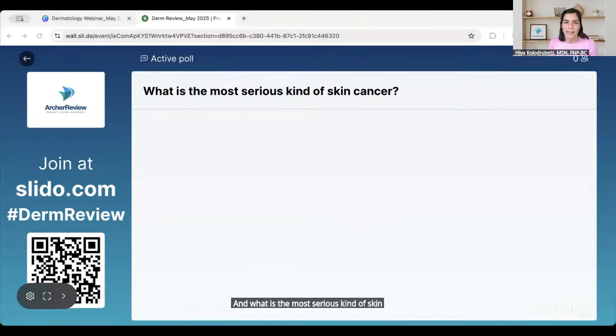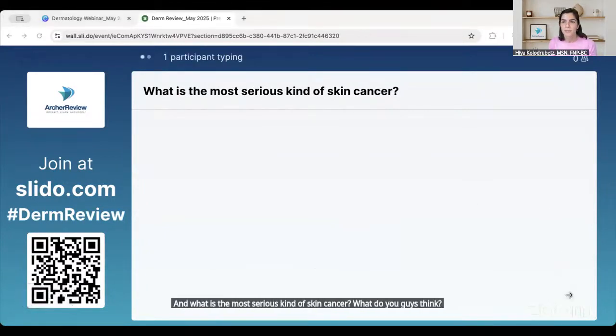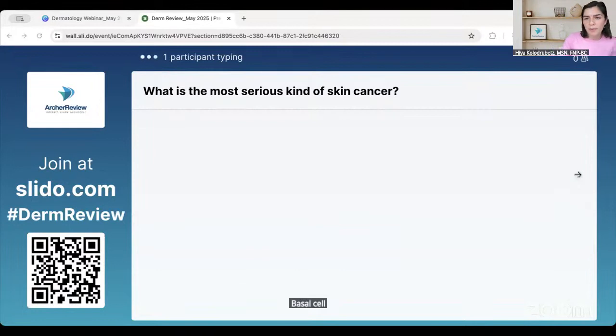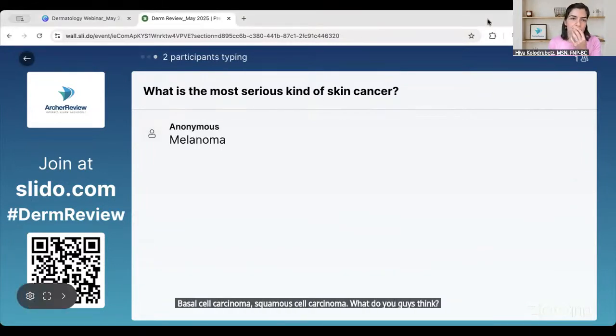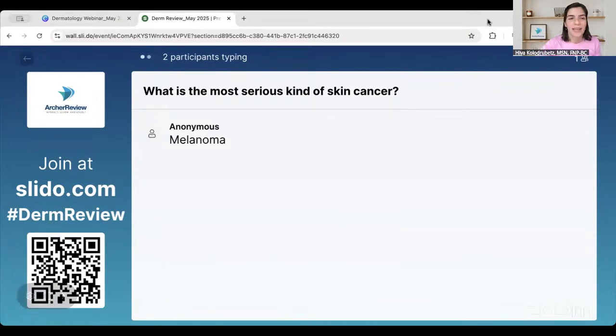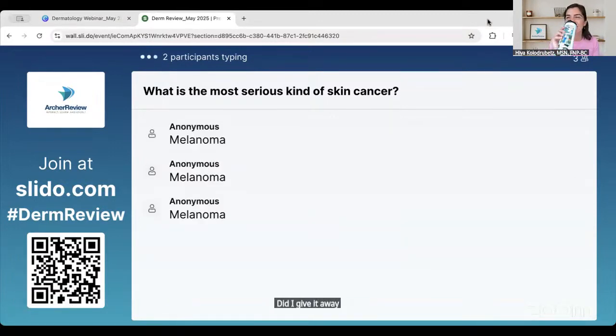What do you guys think? Is it melanoma, basal cell carcinoma, squamous cell carcinoma? What do you guys think? Did I give it away? No, I didn't give it away. You guys are awesome.